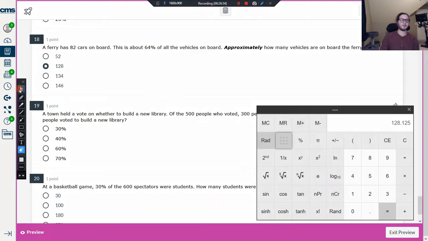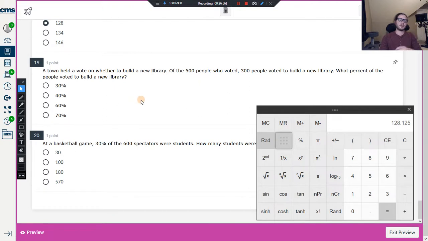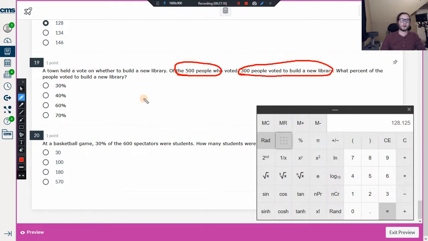Moving on to number 19, a town held a vote for whether to build a new library. Of the 500 people who voted, 300 people voted to build the new library. What percent of the people voted to build a library? Easy enough. It gave us a part, 300 people voted to build it, and a total. There were 500 people who voted. And they didn't even mix up the question down here. What percent voted to build the library?